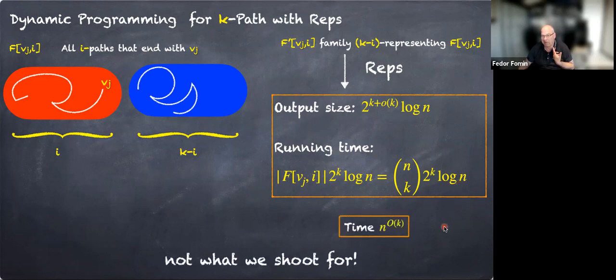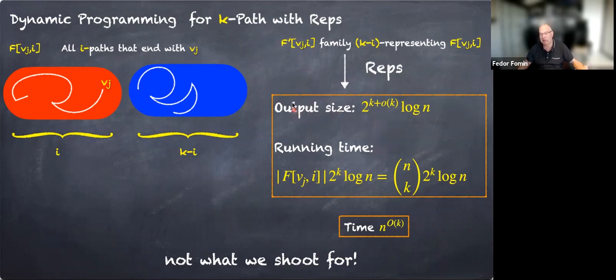But if I'm doing this, well, I'm almost there, but still this is not what I really want. With this running time, n choose k is of order n power k, and I don't want to have n power k. I want to have some constant power k. So this is not what we shoot for, but we are very close to that.